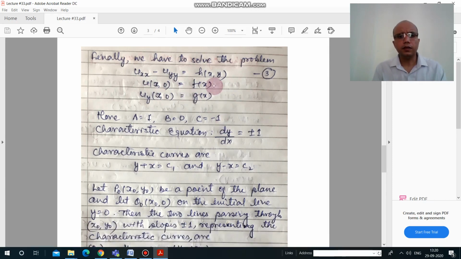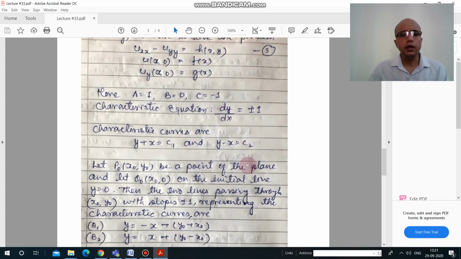Clear? Now we have to deal with this equation. From there again you will find a characteristic equation. You can do it as we discussed previously, and this characteristic equation is dy/dx equal to plus minus 1, and two characteristic curves will be there, one y plus x equal to c1 and y minus x equal to c2. Two curves will be there, one is this one, second is this one.